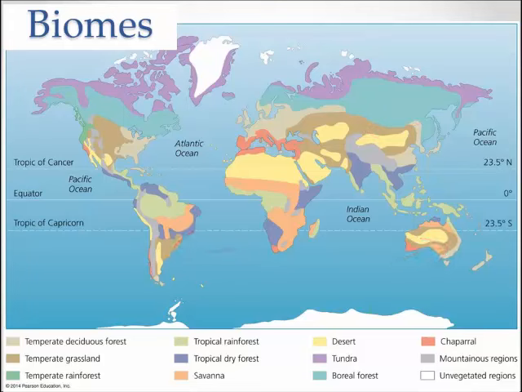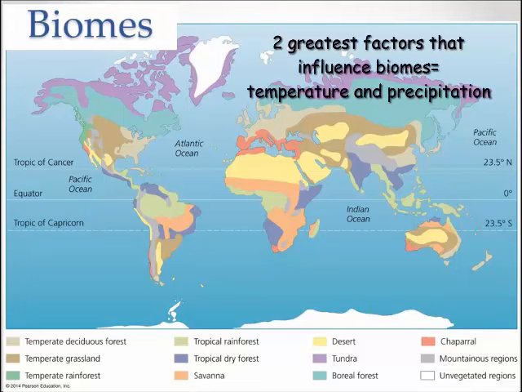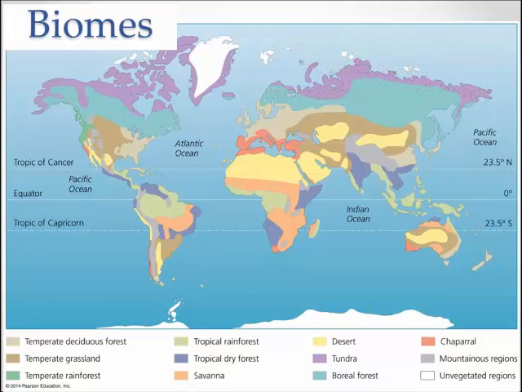This pattern exists because the two greatest factors that influence biomes the most are temperature and precipitation. For this reason, biomes are largely a function of climate. Climate is determined by position on the globe, so it makes sense why we see bands of biomes across latitudes.